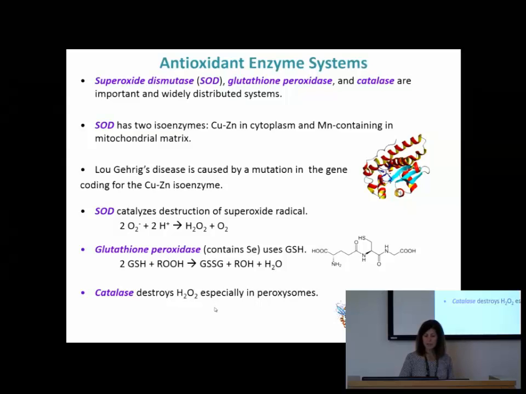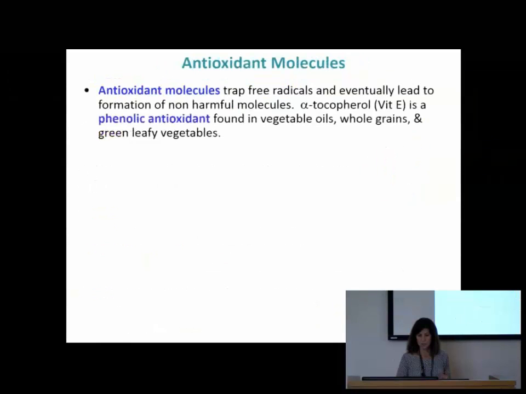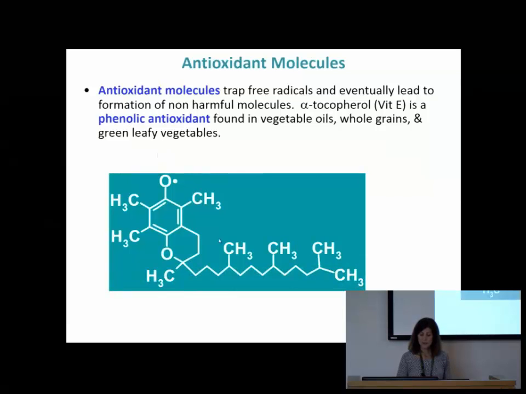So I said we had enzyme systems. We also have small molecules. Antioxidant molecules: green leafy vegetables, vegetable oils, whole grains, a good diet gives you a lot of antioxidants. Alpha-tocopherol, or vitamin E, which we already saw. It can pick up that radical, take it away from the molecule. The reason it can pick it up is because that radical is resonance stabilized. So the radical is going to go to a place where it's more stable. So it can take it away from our lipid and stop that chain reaction from happening.